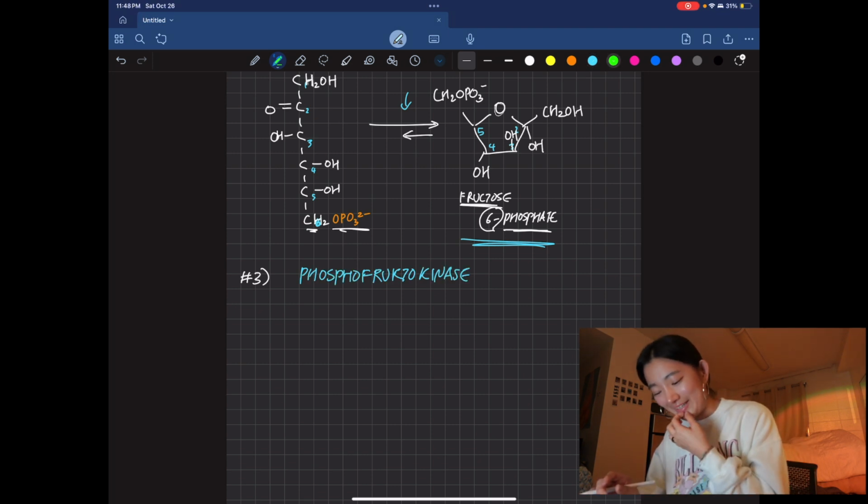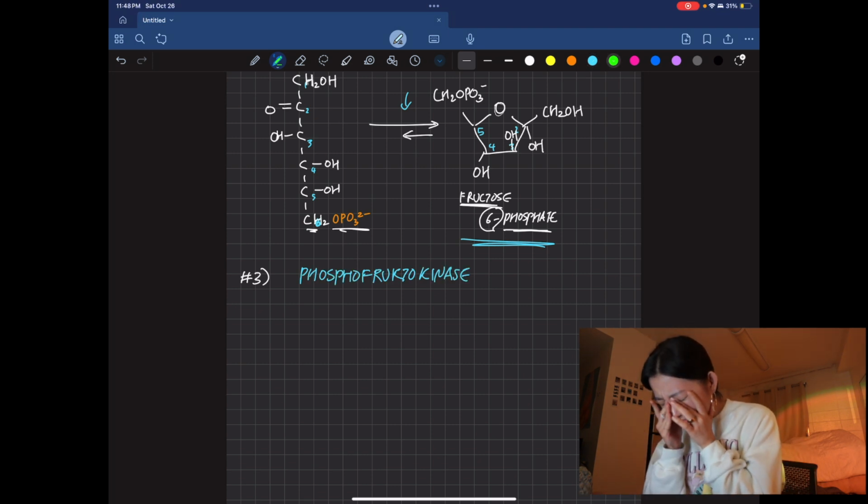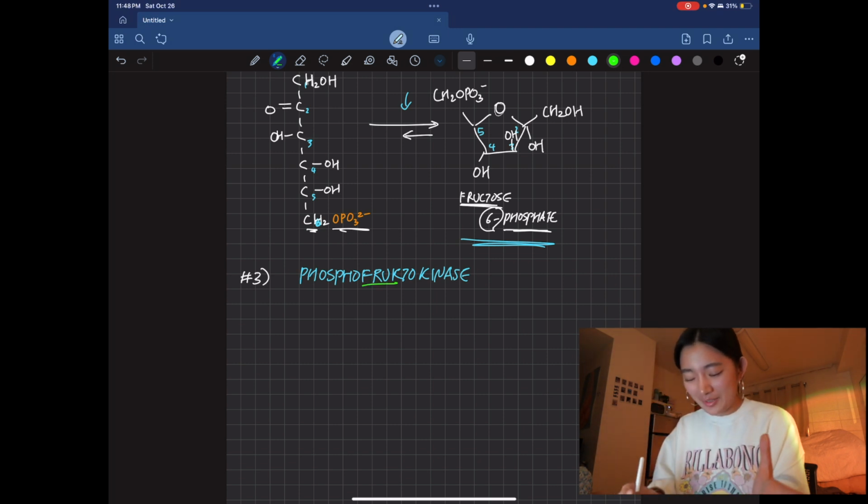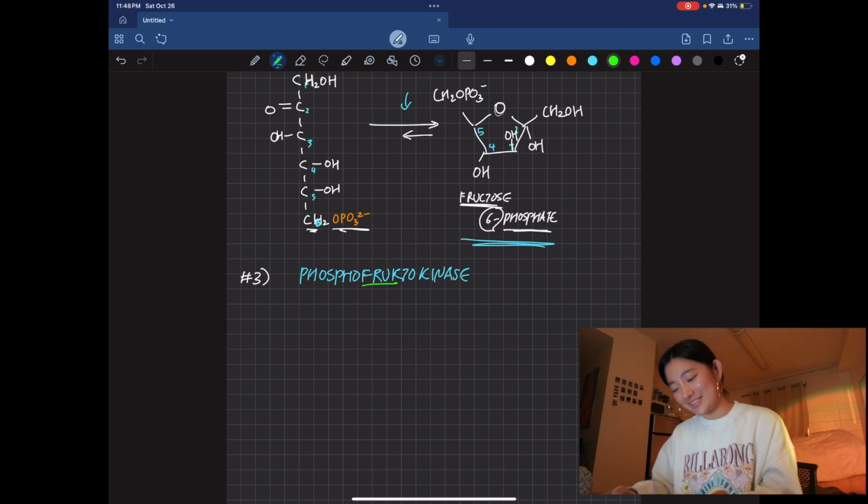Personally, this is my favorite kinase, which makes me sound like such a nerd. Who has a favorite kinase? But something about the fruc being in there, I don't know. It just speaks to me.